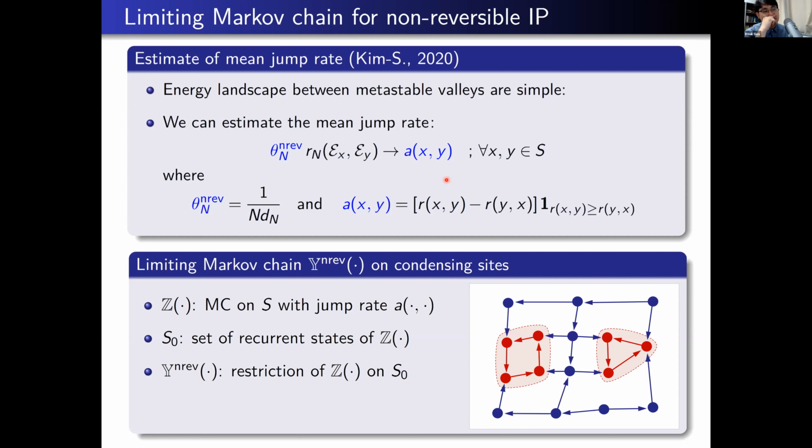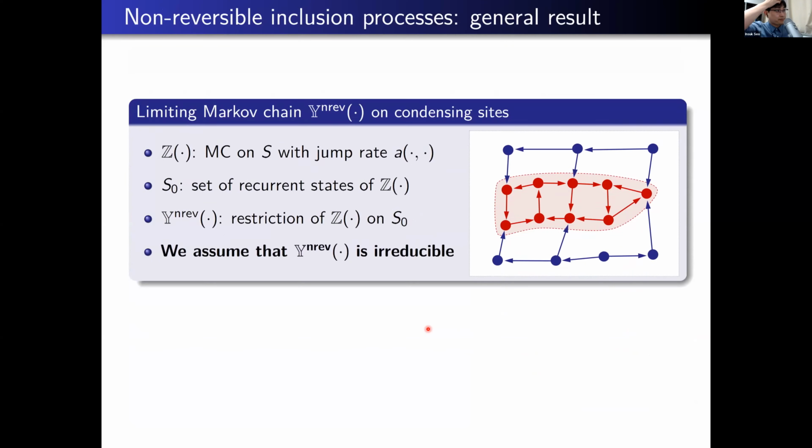However, to prove a rigorous result, we assume that this limiting Markov chain is irreducible, which means that there is only one recurrent component. Otherwise, we do not know which one of these two components is dominating the condensation. So we have to assume this in order to get a rigorous result at this moment without an explicit invariant measure.